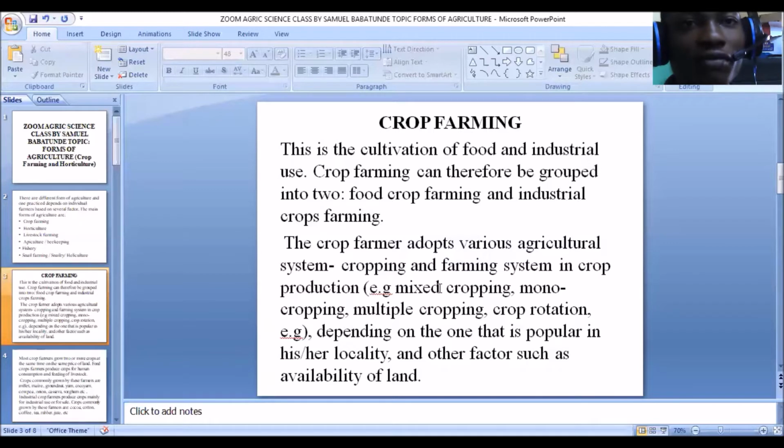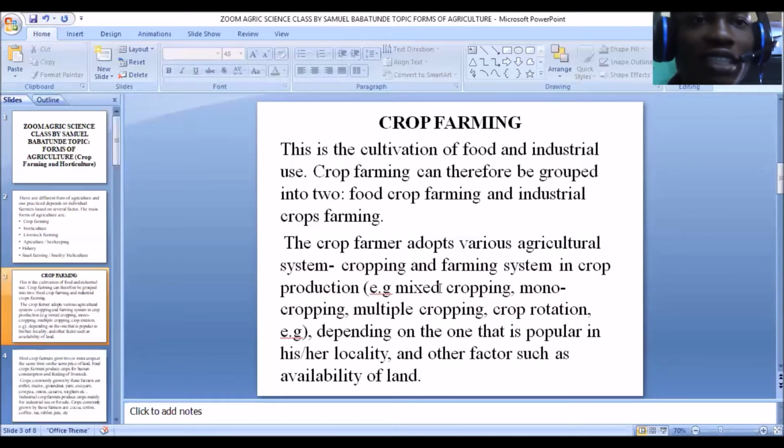Like I told you, the choice of a farmer to pick any form of agriculture to practice depends largely on the factors around him. It depends largely on some factors, and some of these factors are availability of land, the locality where he lives, his belief, his social background. All these things affect his choice.